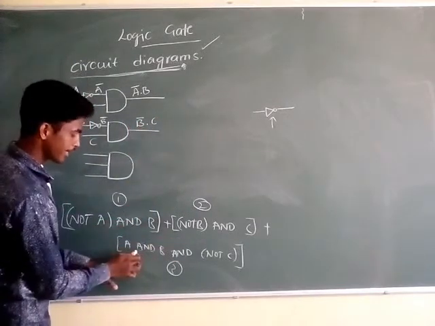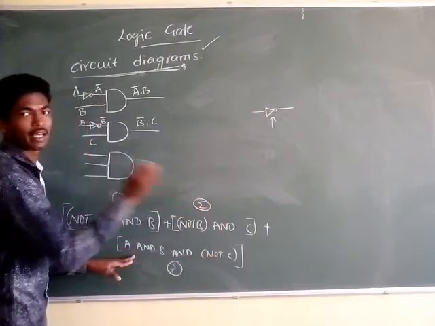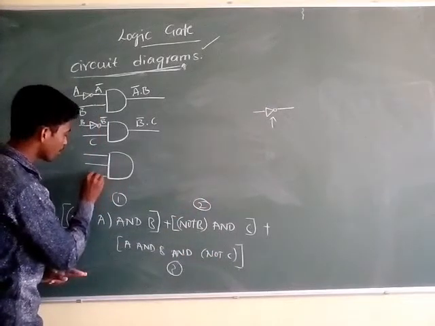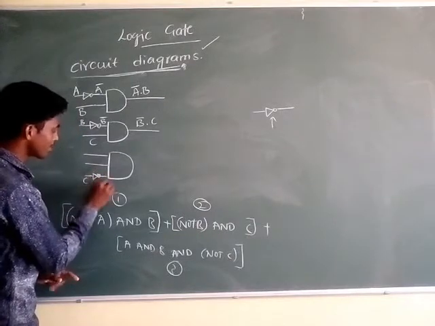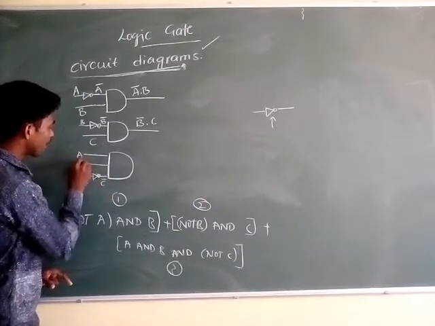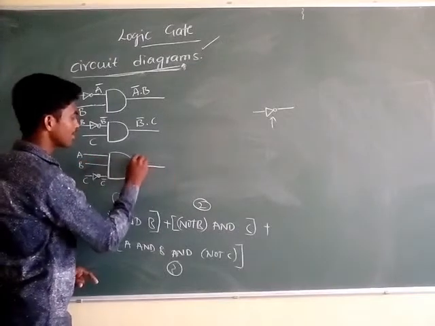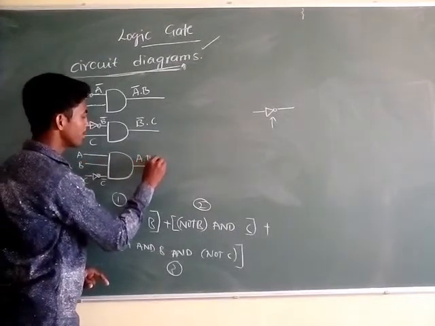Next one, A is there, B is there, not C is there. As usual, for not C, you have to insert a NOT gate on the C input. So C complement, A, B. Finally, we will get the answer A into B into C complement.